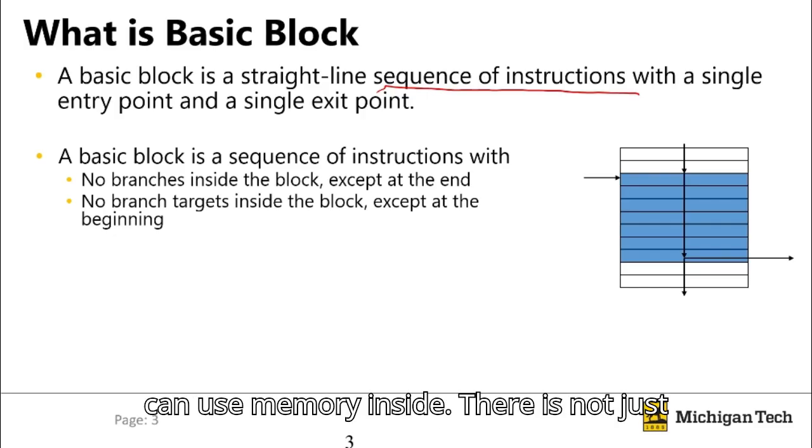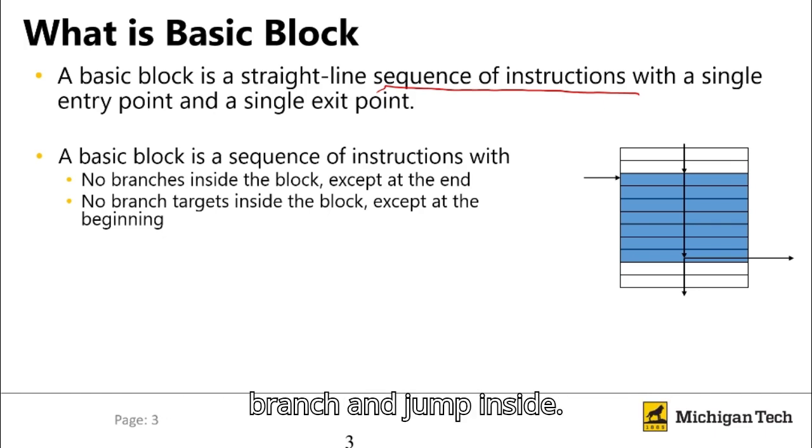So they can use memory inside. There is not just branch and jump inside. So there is no change of control flow. Any other idea why compiler? Yes?